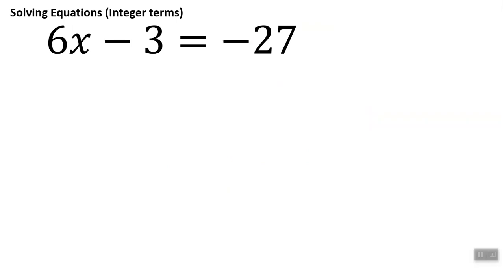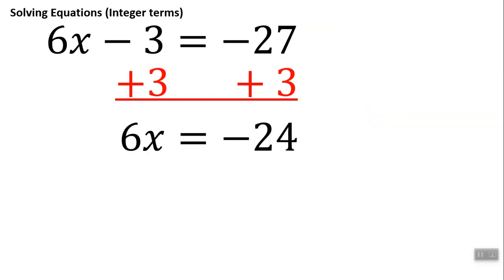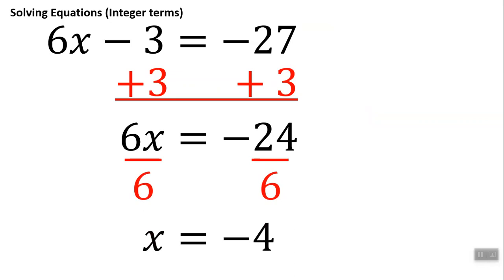You always get rid of the constant first. The constant would be -3. You're going to get rid of it by adding 3 to both sides. And you're going to end up having 6x equaling -24. From there, we're going to get rid of the coefficient by dividing both sides by 6. And you end up getting x equaling -4.